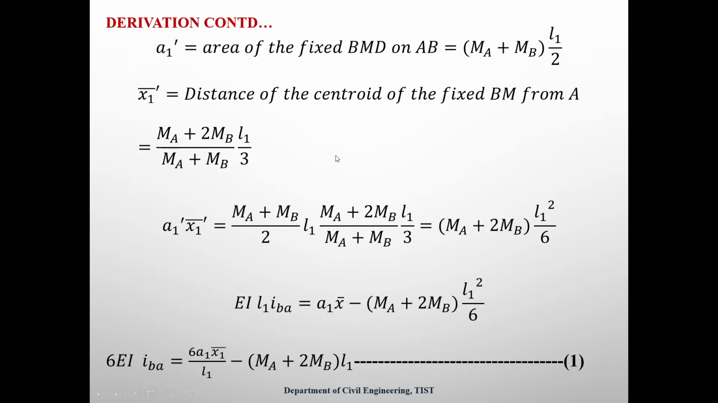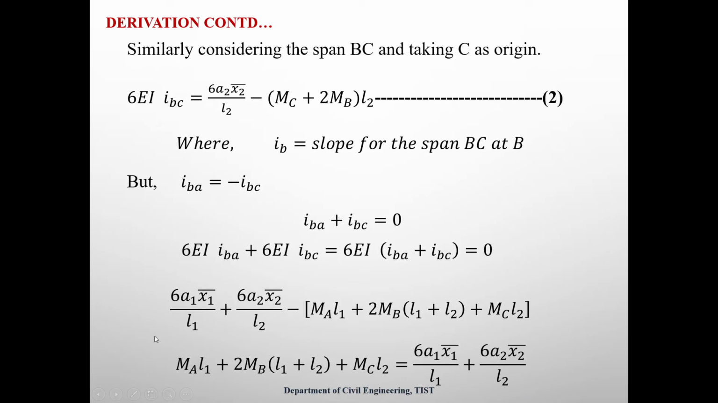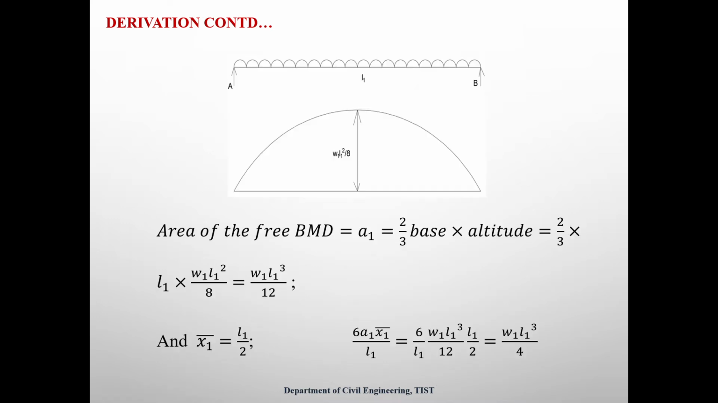In equation number 1, we have IBA, and in equation number 2, we have IBC. IBA means the moment at B for the span AB, and IBC means the moment at B for the span BC. IBA is marking towards left and IBC is marking towards right. That means IBA is equal to IBC, so IBA plus IBC is equal to 0. Then substituting this, we will finally get Clapeyron's theorem of three moments equation.